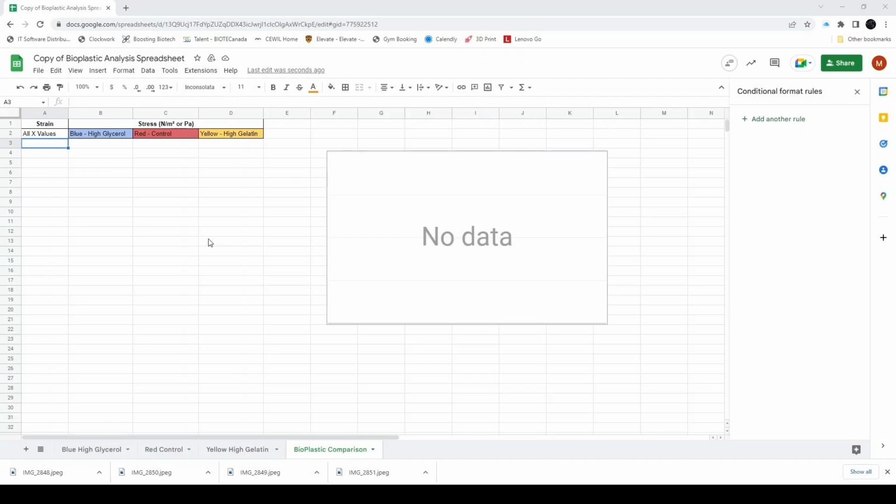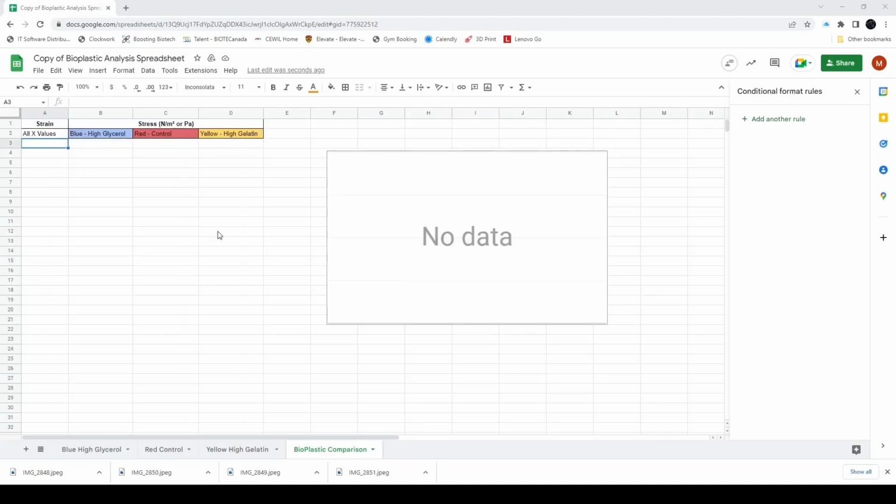At this point we have stress and strain values for each one of the plastics, but now we need to actually make sense of our analysis. So what we're going to do next is graph the three plastics together. And that'll let us compare the relative properties of each plastic.